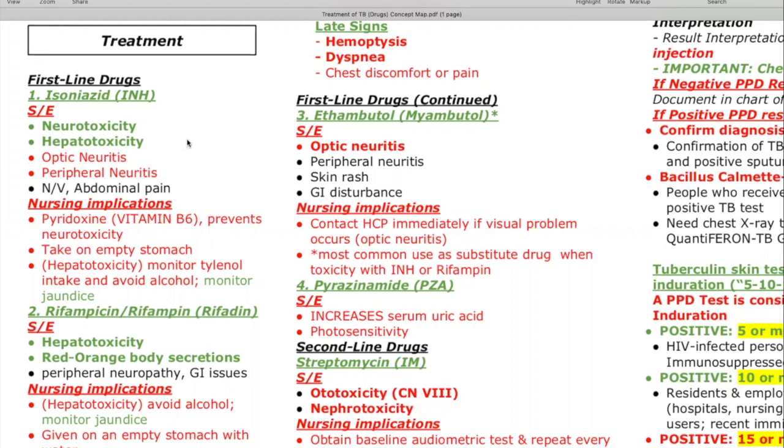For hepatotoxicity, we have to make sure that we monitor our liver function tests, right? Just to assess the level of toxicity. For nursing implications for INH, we also give vitamin B6 or pyridoxine, and this prevents neurotoxicity. We also have to remember to take it on an empty stomach. Since it causes hepatotoxicity, we really have to monitor our Tylenol intake and avoid alcohol. And we have to monitor for jaundice.